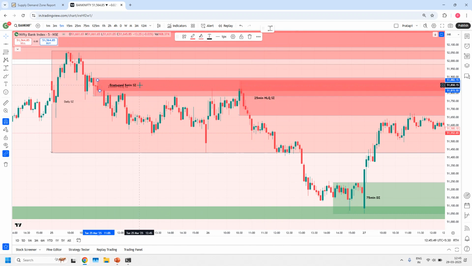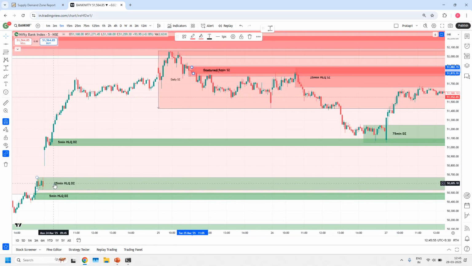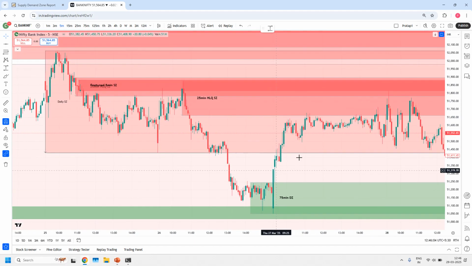This fine-tuned 5 minute supply zone, we will be planning our trades. See, from here it came, how it came. Again from this, inside this 5 minutes demand zone, it picked up the orders, and again see how it moved. From here till this area it moved. See, the profits are given from here to here.